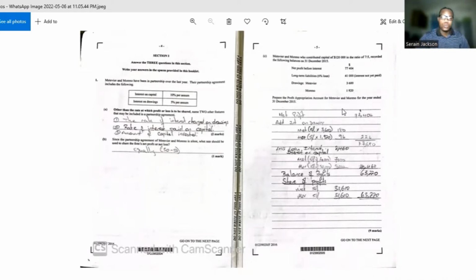In today's tutorial, I'll be looking at a 2016 paper, question 1, actually. It is a partnership question. I think it's pretty fun. It's a fun question. So we're going to just look at this question, and at the end of it, I'll tell you my difficulty rating. So let's get right into it.